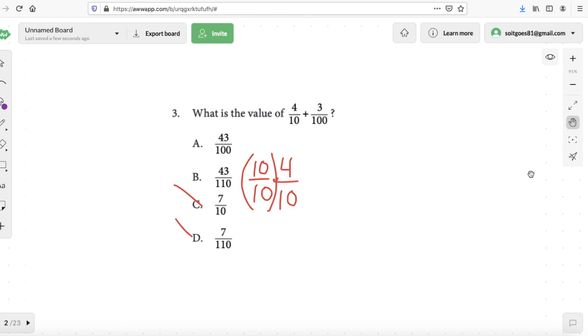Itself. So we're not changing the value of 4 over 10 when we multiply it by 10 over 10. We're not changing the value. It's still the same value. Anything times 1 is itself. We're just going to change the form. Does that make sense? Yes. All right, and we need to change the form to add these together.